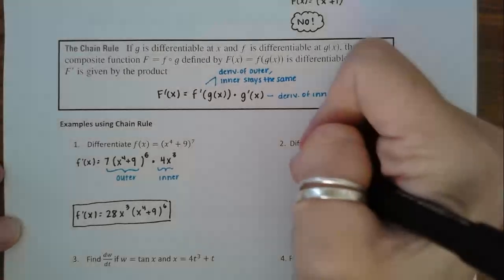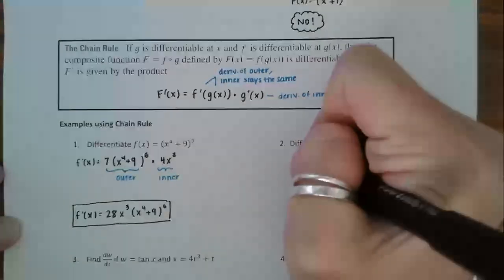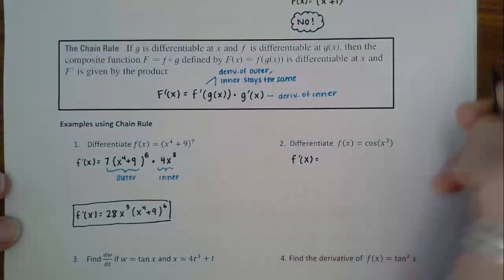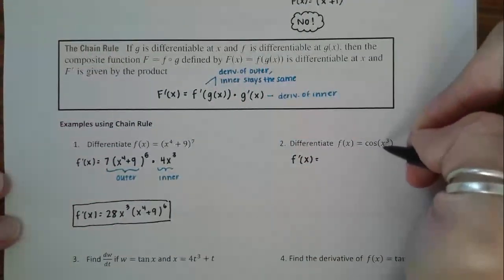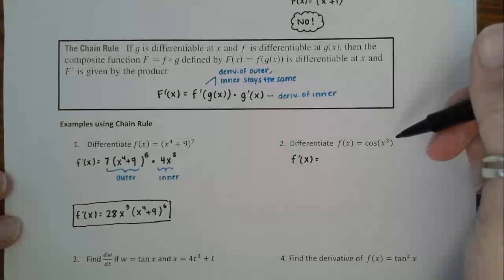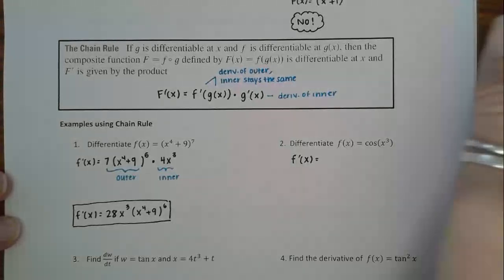So let's look at a different example. Our next function that we want to take the derivative of is cosine of x cubed. Usually, the derivatives that we were taking last week only had just x's in here. And there was a reason for that, because if there was anything other than x, we would have had to apply the chain rule, which we didn't know how to do yet.